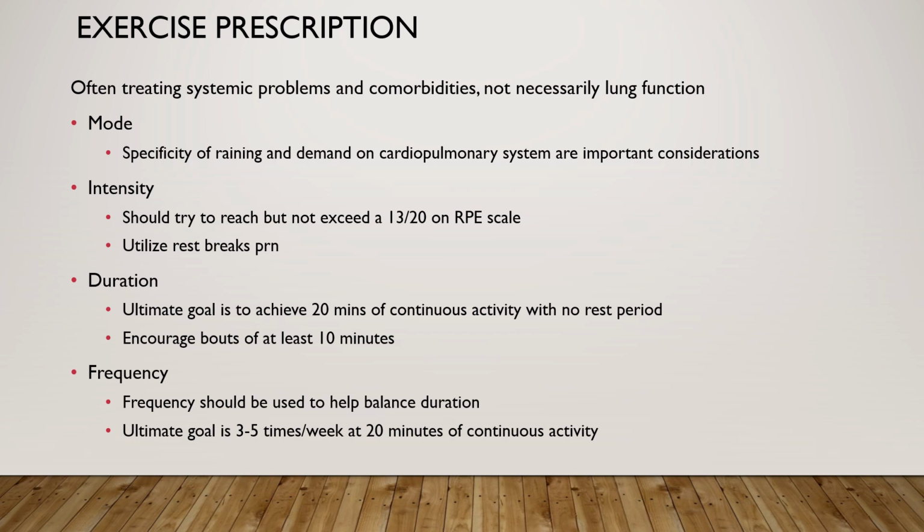The intensity should try to reach but not exceed a 13 out of 20 on an RPE scale. So again, we're going to work with patient tolerance. We're going to monitor their O2 saturation so that we know that we're not pushing them to too high of an intensity as we are working to build their cardiac or cardiorespiratory endurance. So we'll utilize rest breaks as needed, but our goal is to work to be able to push to a 13 out of 20 on that RPE scale and be able to maintain that for a period of time.